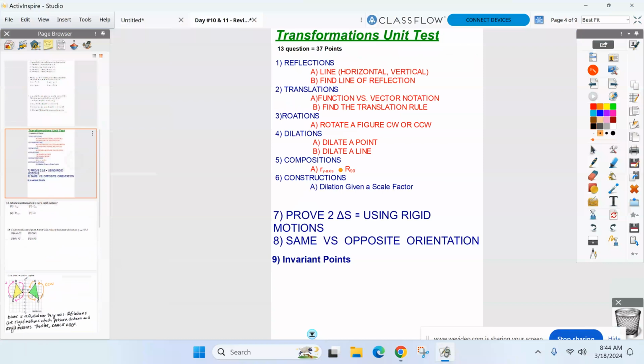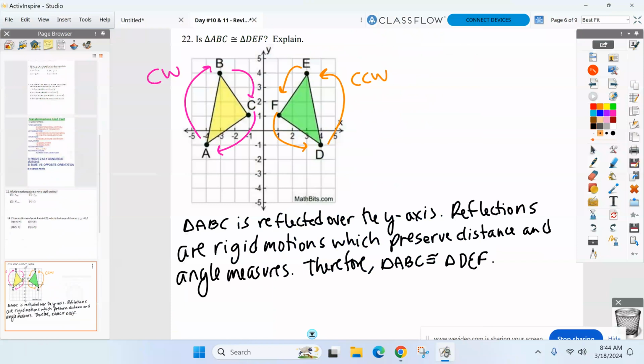Yep, Stephanie, what's up? Same versus opposite orientation. Let me go back. This right here would have opposite orientation. That's what I mean by opposite. Reflections are always going to give you opposite orientation. Same orientation is when they're both going clockwise or they're both going counterclockwise. That'll be your translations and rotations. That's what I mean by same and opposite. Anything else? Because there's going to be a question on that tomorrow. I'll give you 2 figures and ask, is this same or opposite orientation?